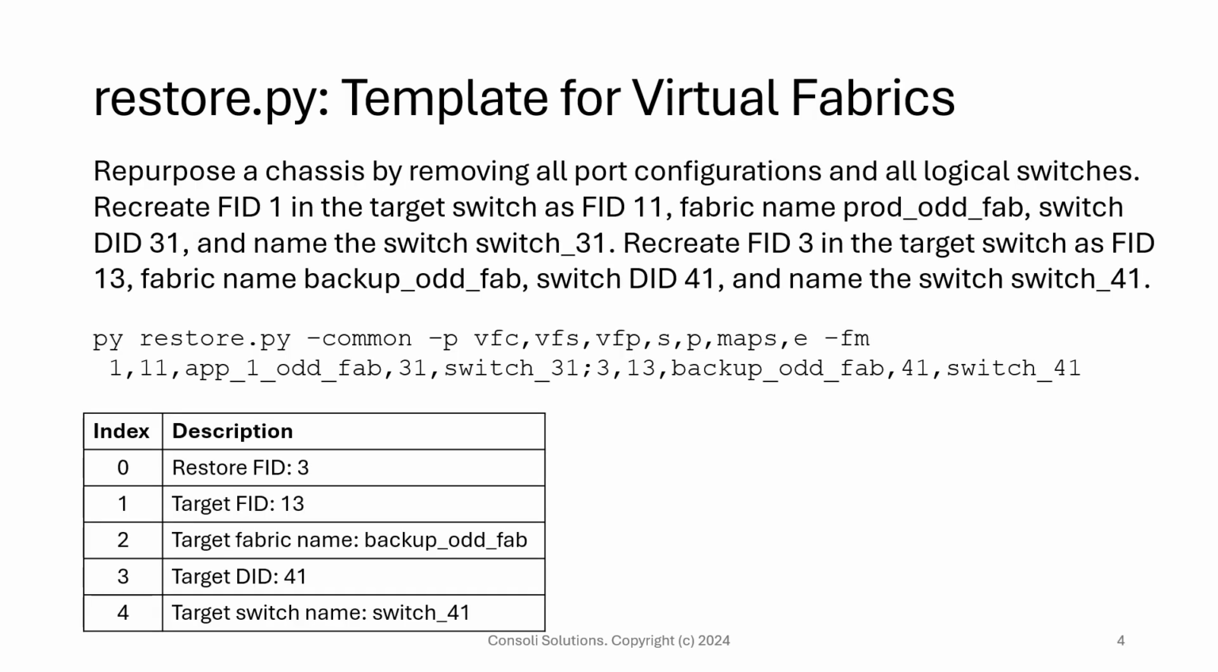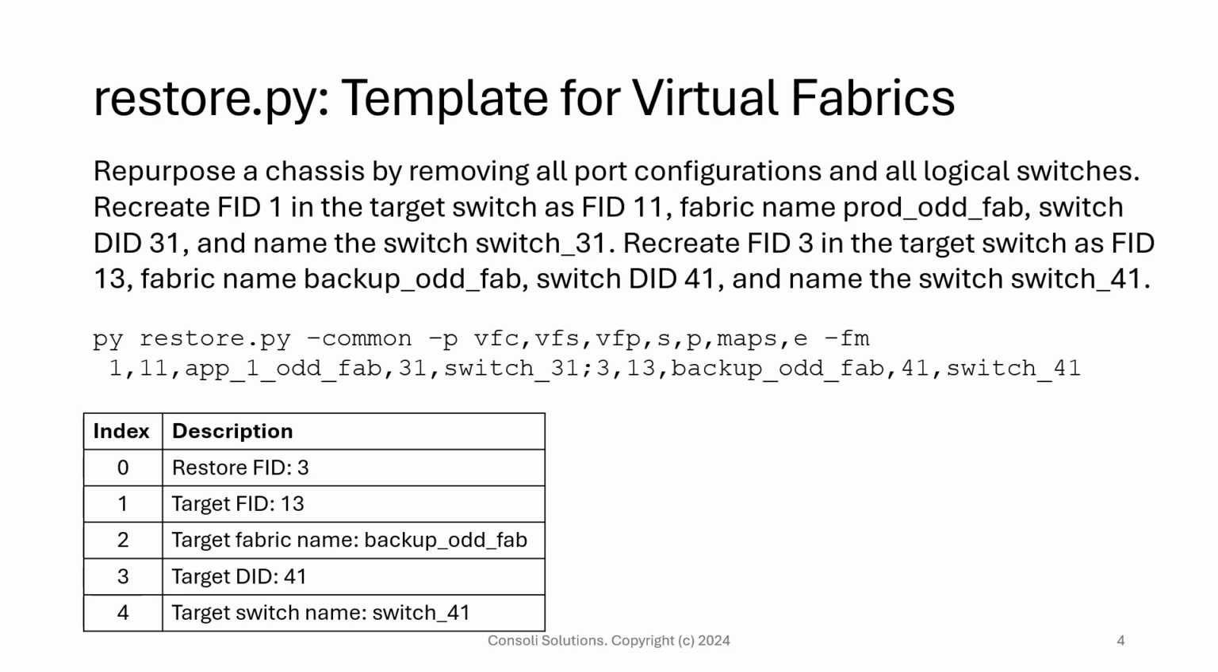In this example, I'm going to repurpose the chassis. I'll keep all of the chassis configurations. I'm just going to reconfigure the logical switches. Specifically, I have two logical fabrics that I'm going to recreate in the target switch, but I want to give them different names and IDs. So VFC says clear out all the logical switches in the target switch, recreate the virtual switches with all the ports, configure the switches, configure the ports, copy all the MAPS policies, and enable the switches and ports when I'm done.